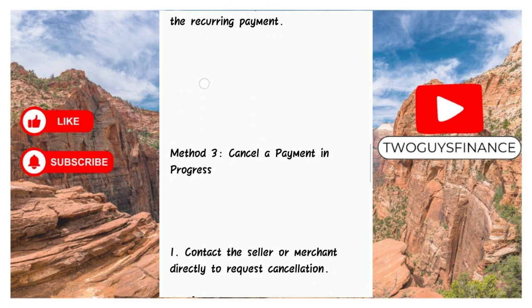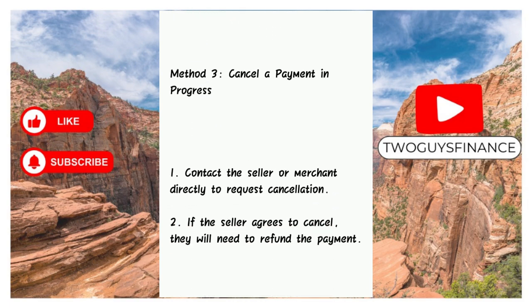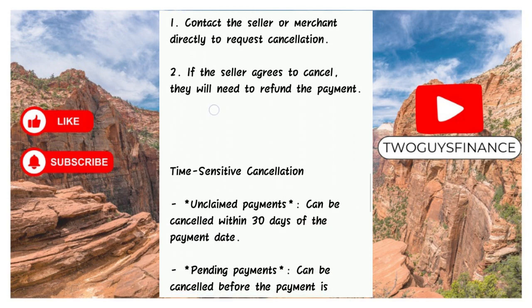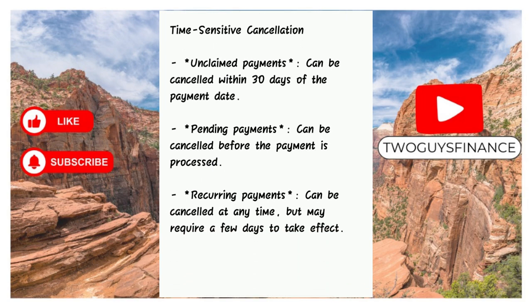And the third method, of course, is to cancel a payment in progress. So what you want to do is to contact the seller or merchant directly to request cancellation. Now if the seller agrees to cancel, they will need to refund the payment. But that's pretty much it.